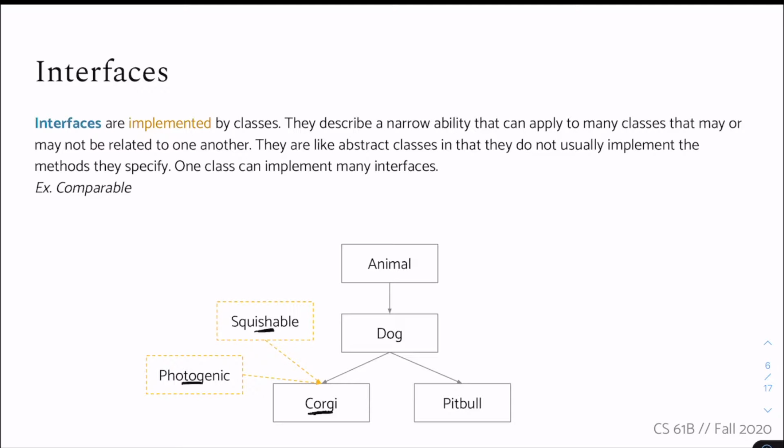Interfaces describe a narrow ability that can apply to many classes, but that may or may not be related to each other. A couple real-life examples are Comparable, which says, can you compare this? And it forces you to implement the compare function. And then also Iterable, which we'll talk a lot more about next week, which tells you, oh, you can iterate through this.